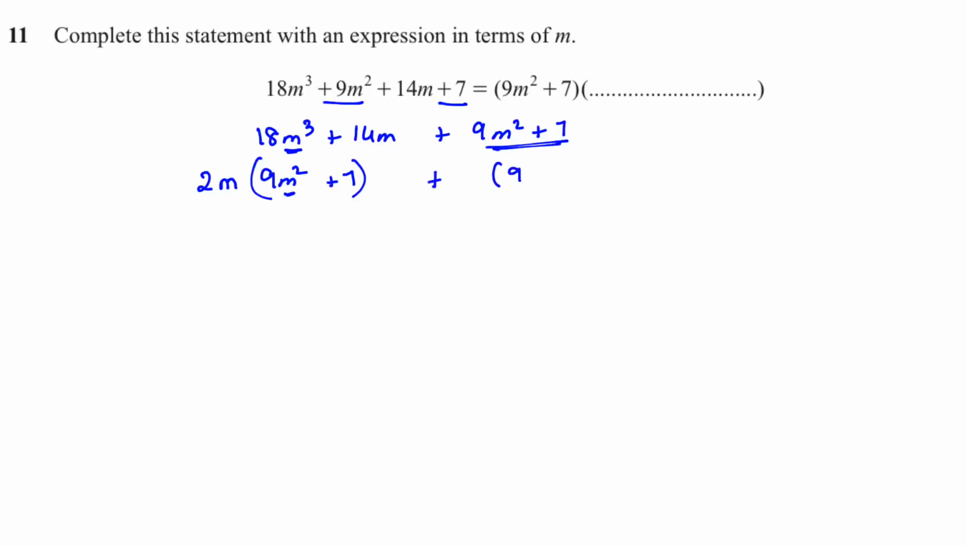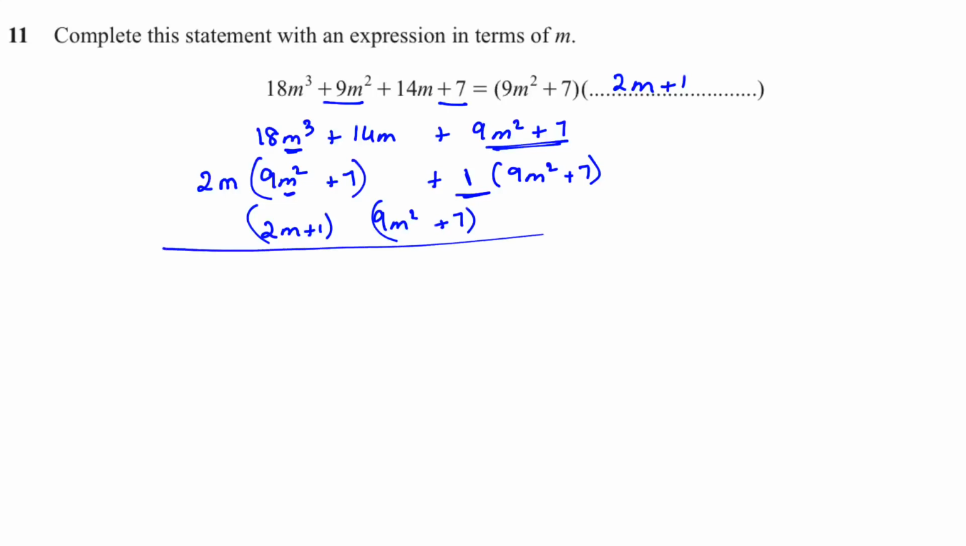And then this also must be the same way in bracket. 9m squared plus 1. There should be a number here. And as we are factorizing out 1, so it will be 2m plus 1. And 9m squared plus 7. So here you will write 2m plus 1.